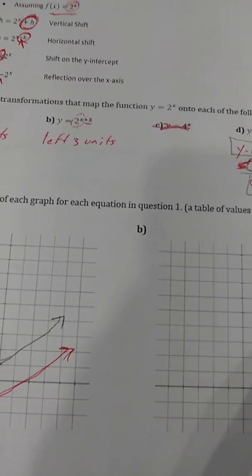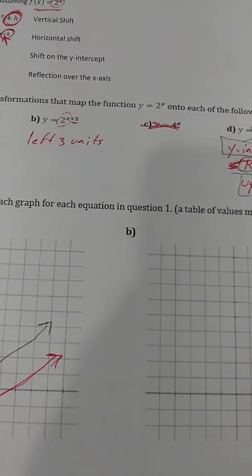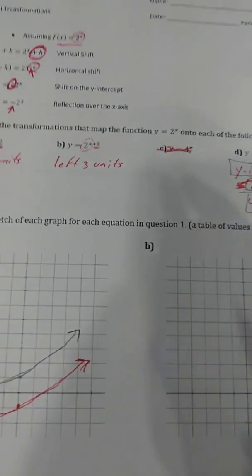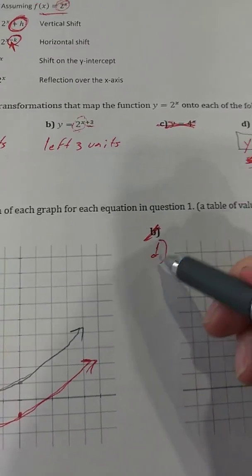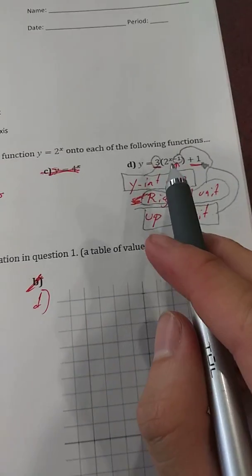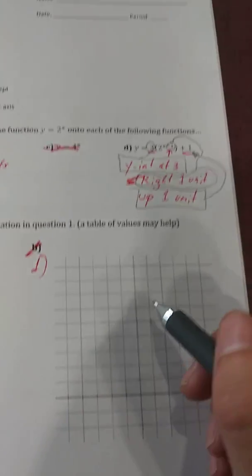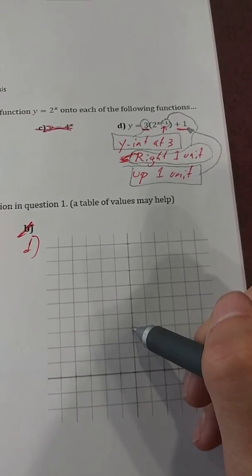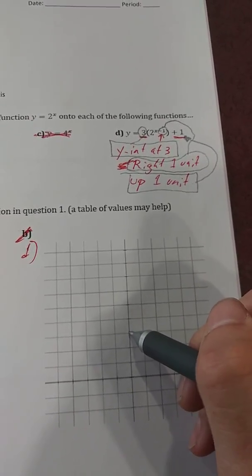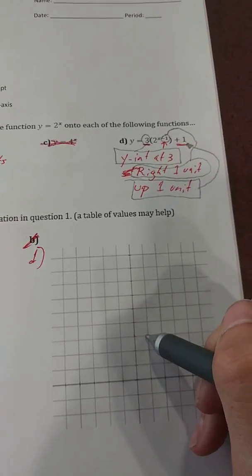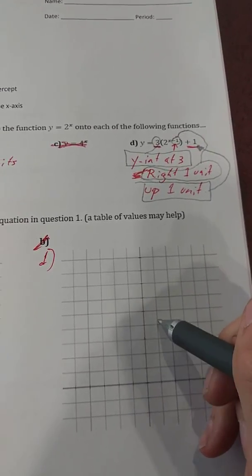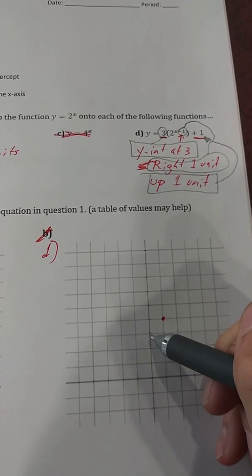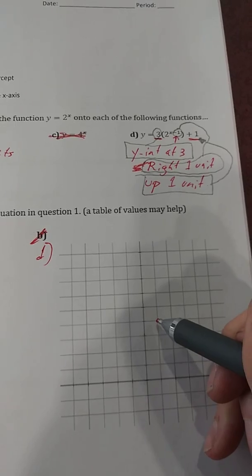Then for B, we said 3 units to the left. Left 3 units. I'm going to let you do that one. Here, instead of B, I'm actually going to do D. First, the y-intercept was changed to 3. Boom, there's my y-intercept. Then it moved to the right 1 unit. Boom, 1 unit. And then it went up 1 more unit. Boom, 1 more unit. So there you go, y-intercept 3, right 1 unit, up 1 unit.